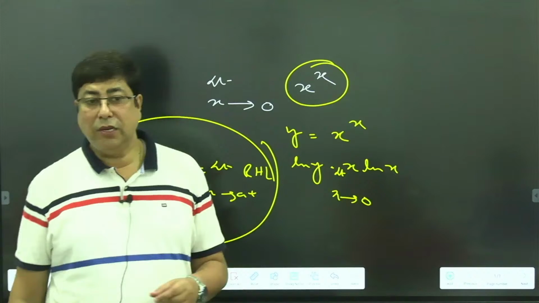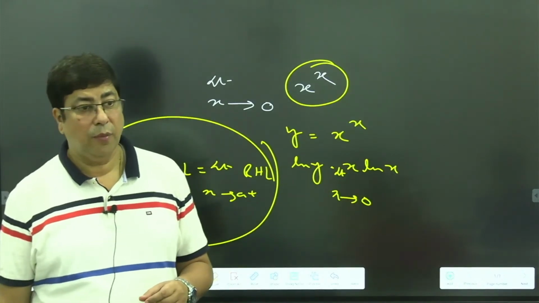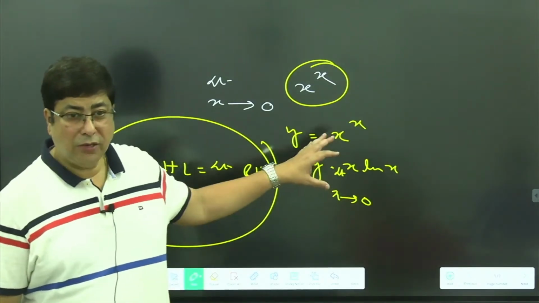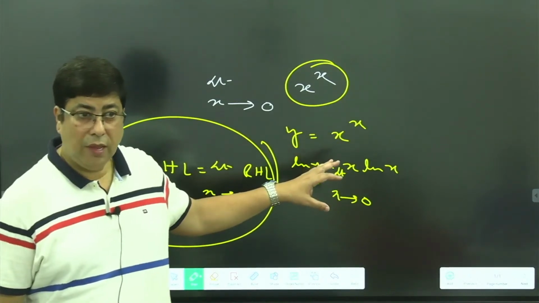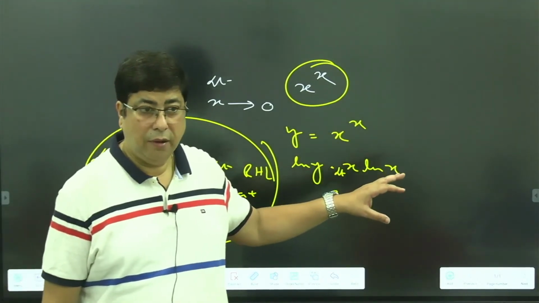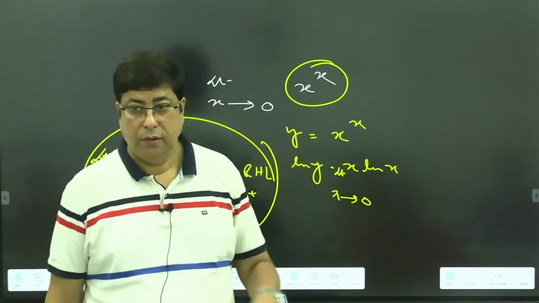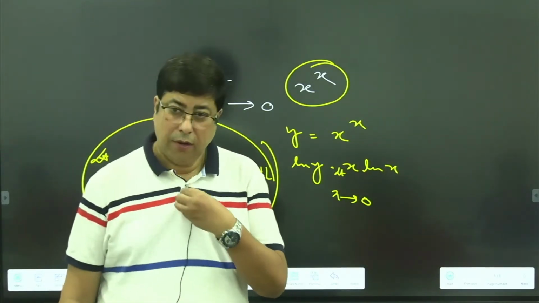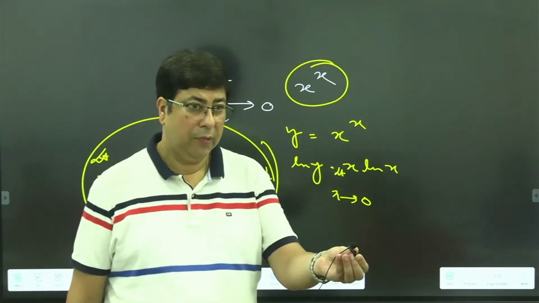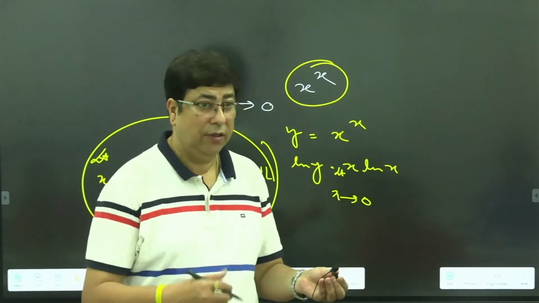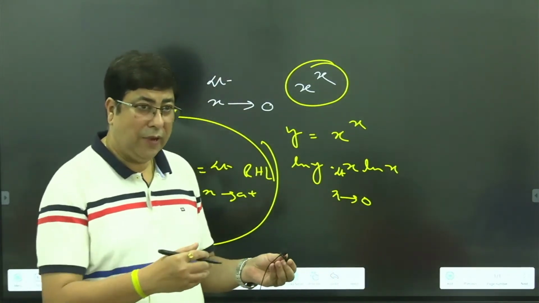So what to do? Is it right? It means the limit does not exist. Then what to do? Who will tell here? Come and tell. You come here and tell.